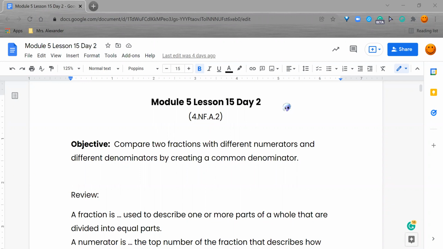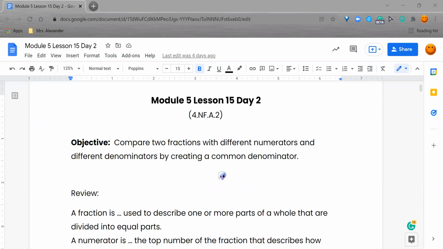second day. Remember, I split this lesson up in two so we had more time to practice. Our objective is to compare two fractions with different numerators and different denominators by creating a common denominator.